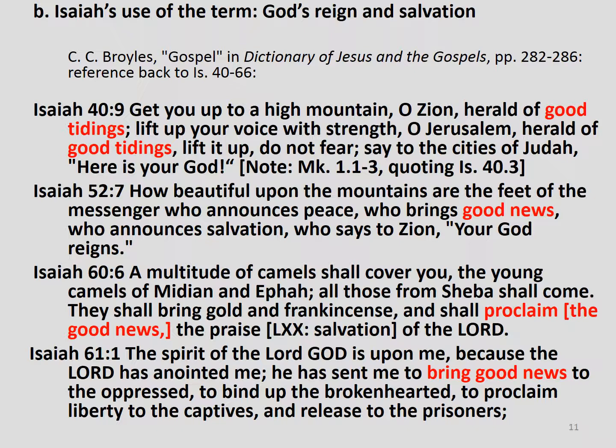This translation has: "Lift up your voice with strength, O Jerusalem, herald of good tidings. Lift it up, do not fear. Say to the cities of Judah, here is your God." Now this language of good tidings appears in Isaiah 49, which is the passage that immediately follows the passage that explains who John the Baptist is.